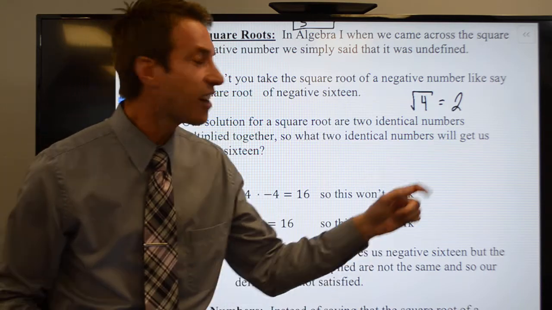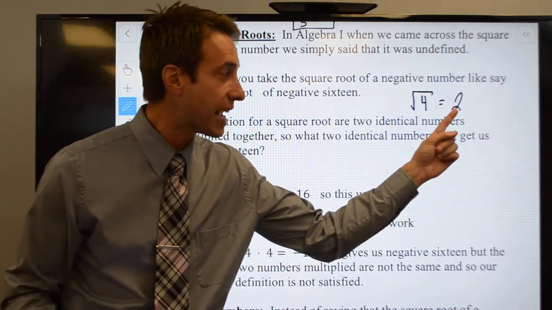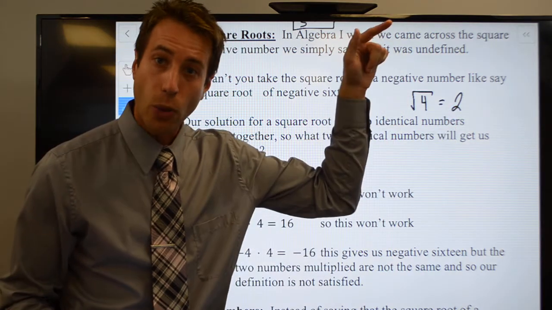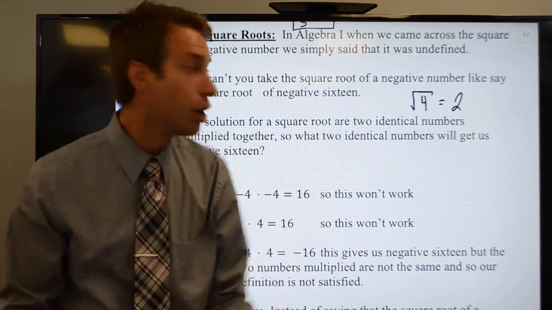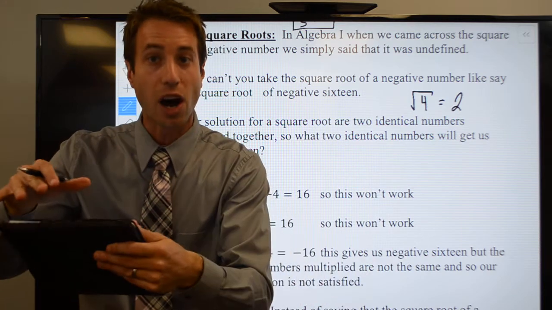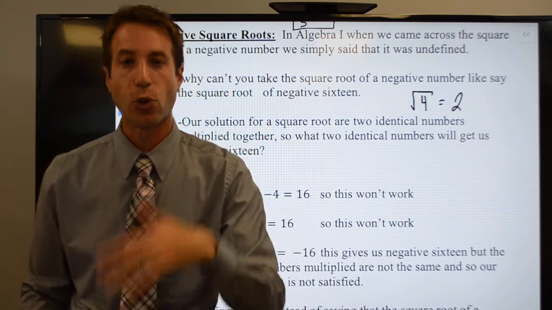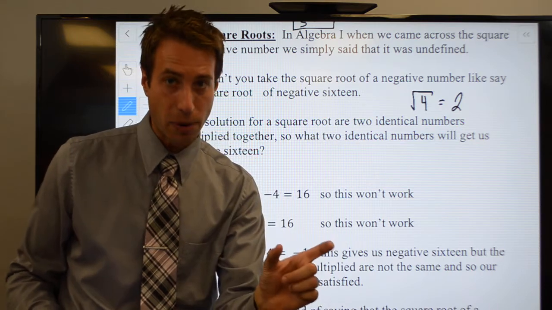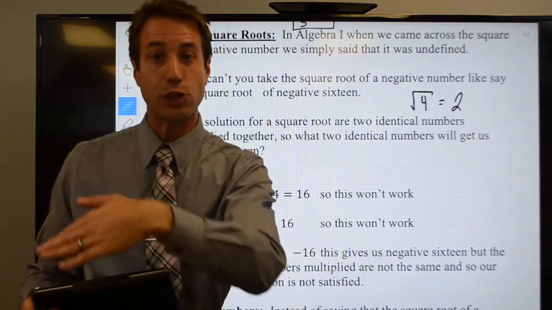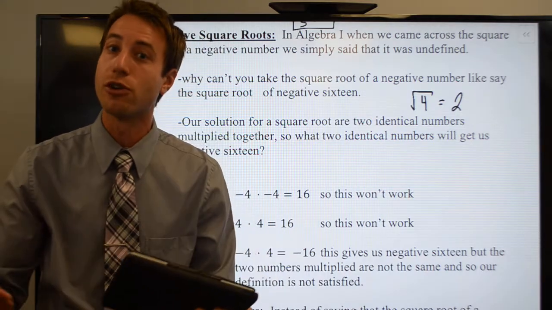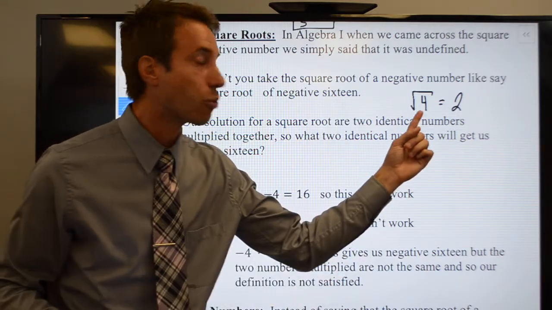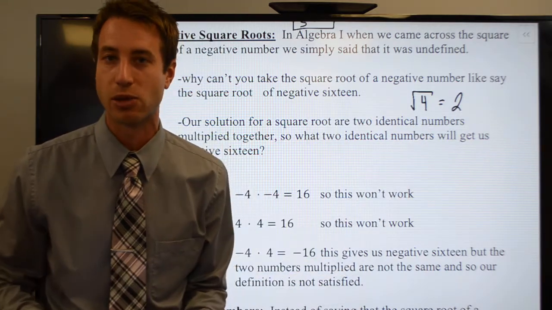Well, what this is telling you is that if you were to take a 2 and square it, 2 times 2, you would get 4, what was under the radical. So anytime you take the square root of a number, your answer is the number that when you square it gets you back to what was under the radical, or what we call the radicand. All right, 4 represents the radicand.